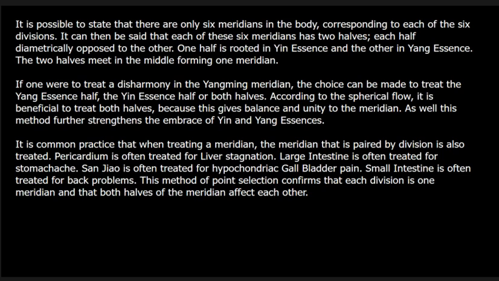It is common practice that when treating a meridian, the meridian that is paired by division is also treated. Pericardium is often treated for liver stagnation. Large intestine is often treated for stomach ache. Sanjiao is often treated for hypochondriac gallbladder pain. Small intestine is often treated for back problems associated with the bladder meridian. This method of point selection confirms that each division is one meridian, and that both halves of the meridian affect each other.